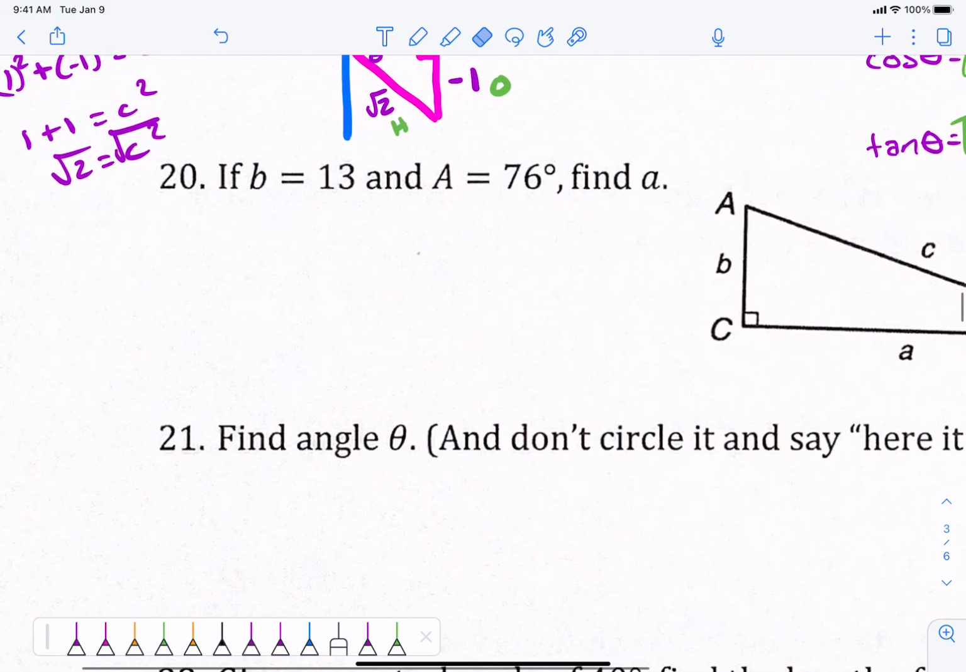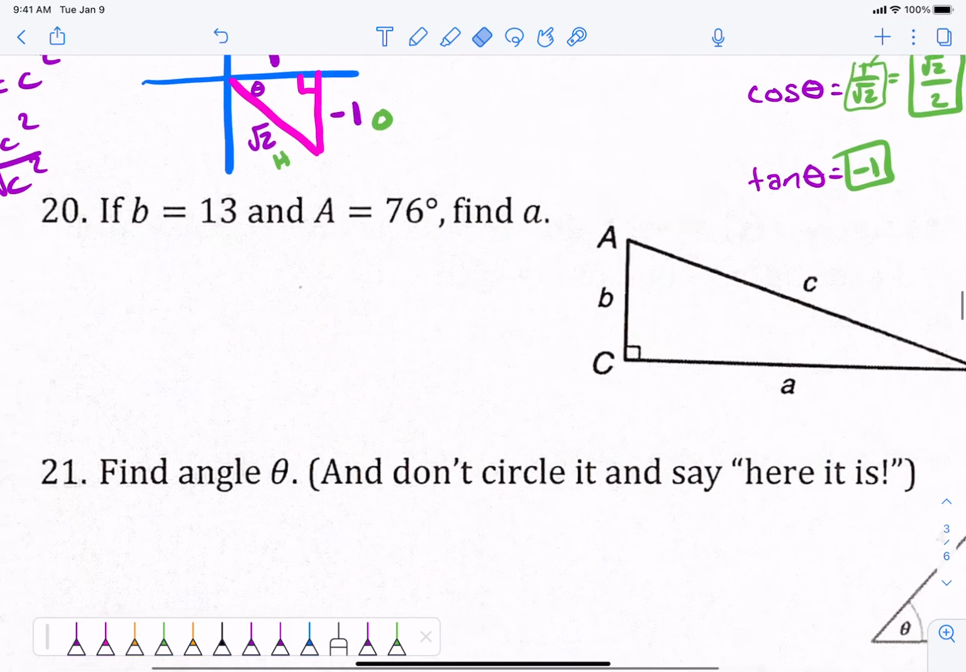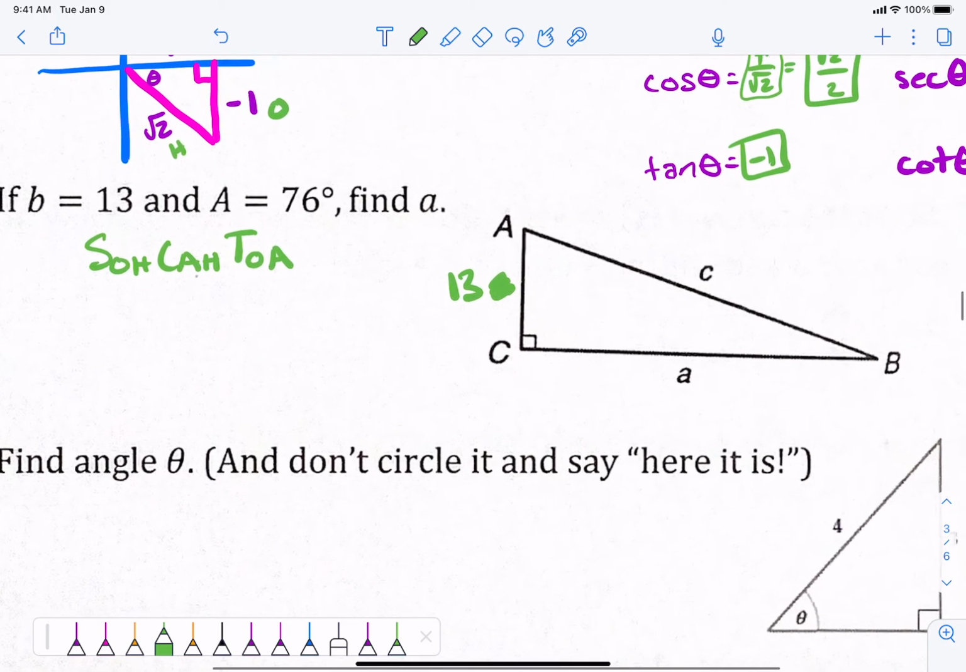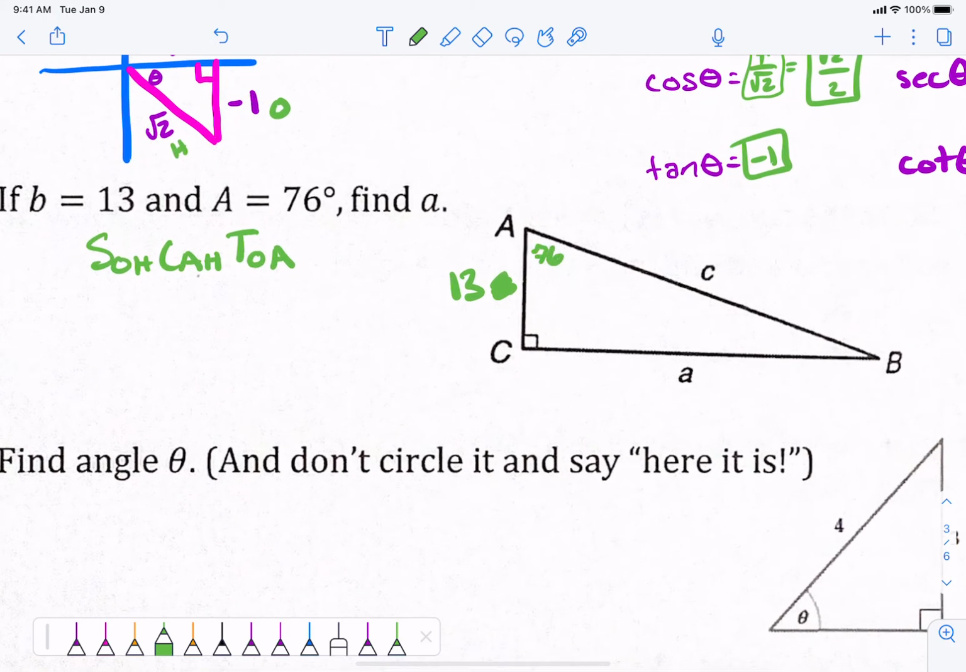Woo! Number 20 is a right triangle, so we are allowed to use SOHCAHTOA all we want. So I'm going to write that on here, SOHCAHTOA, so we know what approach we're doing. And let's label some things that we know. We know that B is 13, so I'm going to put 13, and A is 76. And we are only finding little a. We're not finding all of them. We're only finding little a. Okay? So to do the SOHCAHTOA thing, we have to have an angle and 2 sides, right?